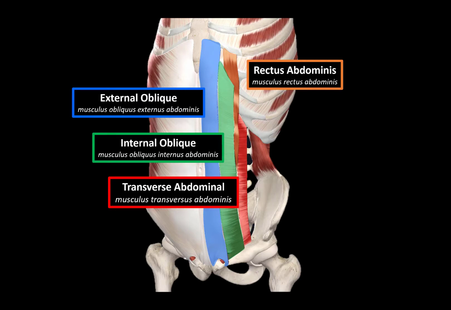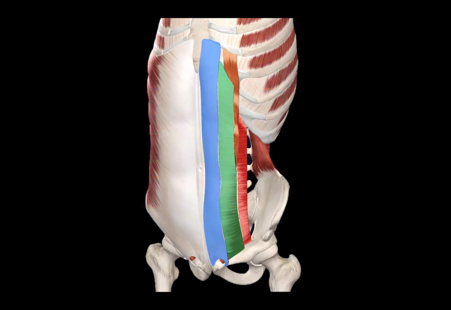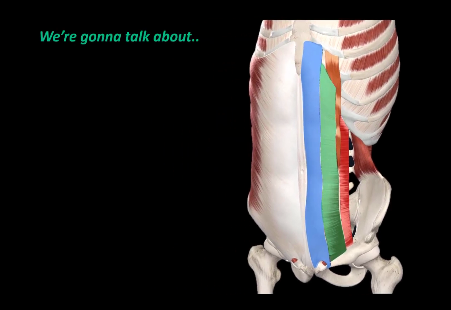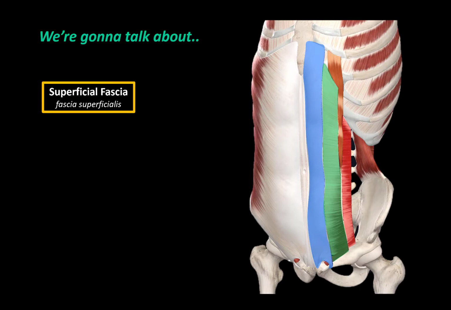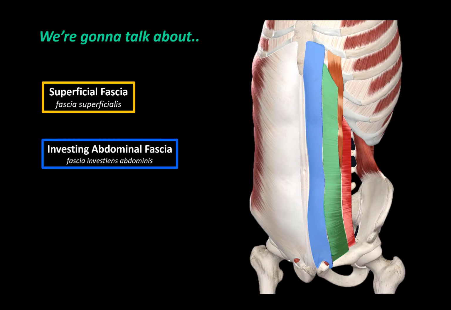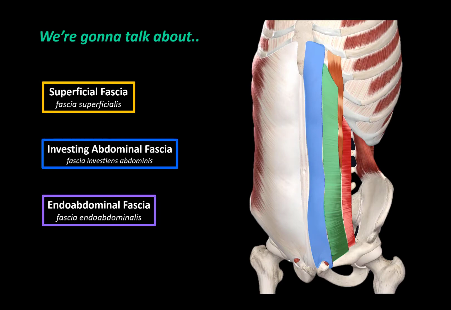Our goal in this video is to go through the fascia that you will find wrapping around these muscles and separating them from the organs within the abdominal cavity. So in this video, we're going to go through the superficial fascia, we will go through the investing abdominal fascia, and we will go through the endo-abdominal fascia.